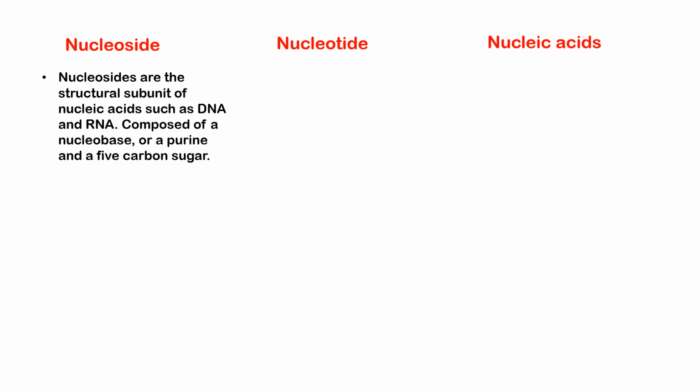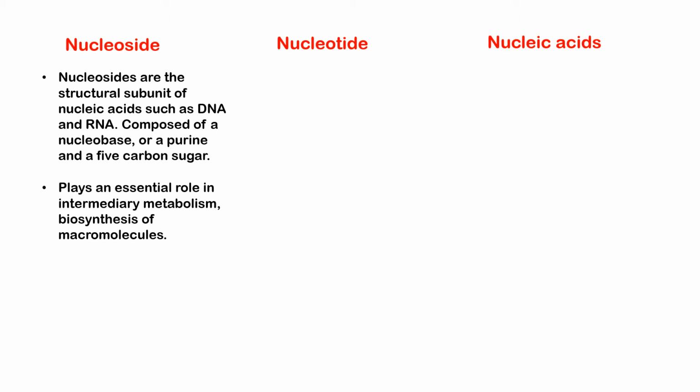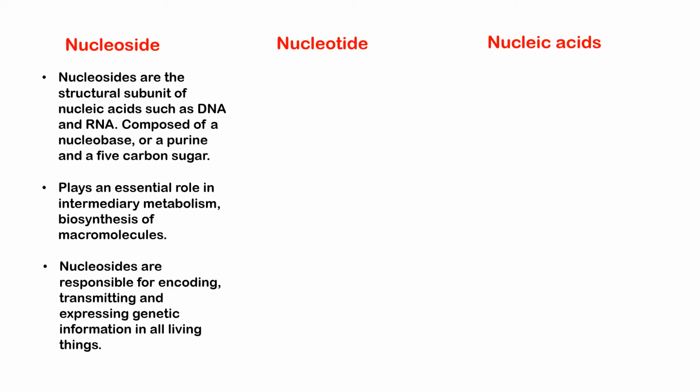Nucleoside. Nucleosides are the structural subunits of nucleic acids such as DNA and RNA, composed of a nucleobase or a purine and a 5-carbon sugar. It plays an essential role in intermediary metabolism and biosynthesis of macromolecules. Nucleosides are responsible for encoding, transmitting, and expressing genetic information in all living things.